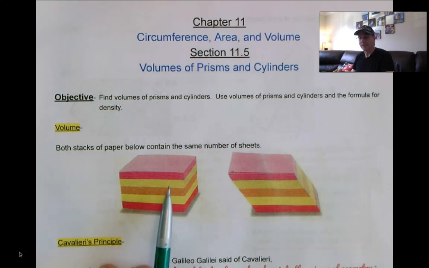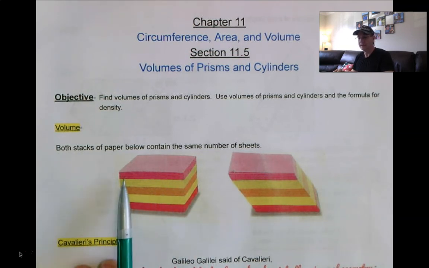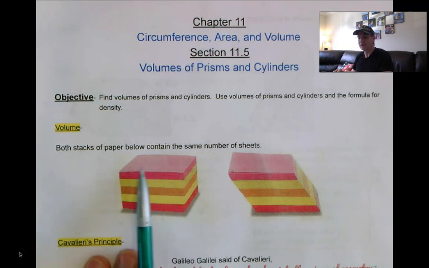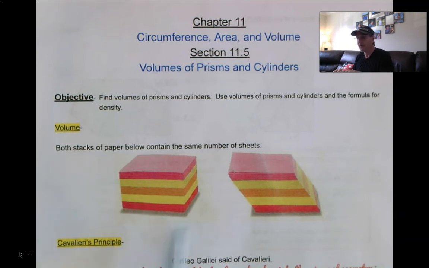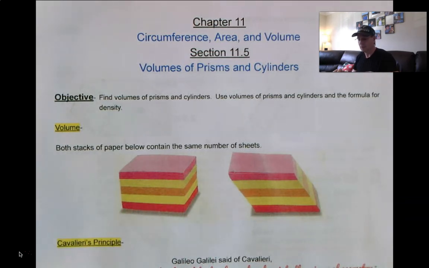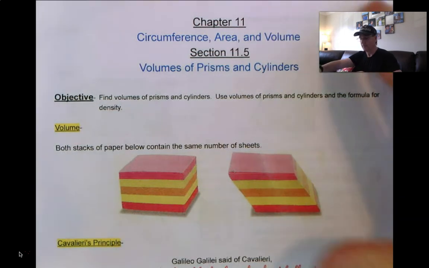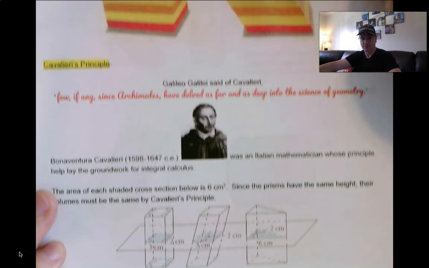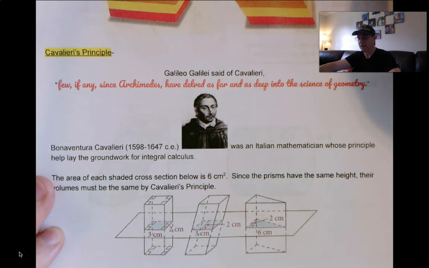Cavalieri's principle states that the cross-section at each height is the same. So the cross-section in this stack of papers is each slice of paper, and the cross-section in this stack of papers is also each slice of paper. They're always congruent, they're always equal, and the height of this stack of paper and the height of this stack of paper is always equal. Therefore, the two volumes are equal, and that's what Cavalieri's principle is saying down here.